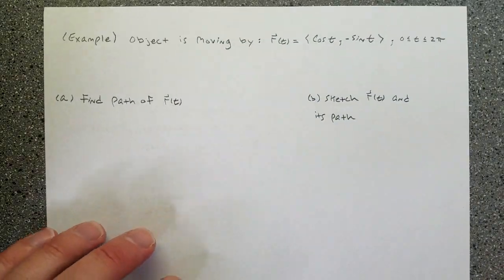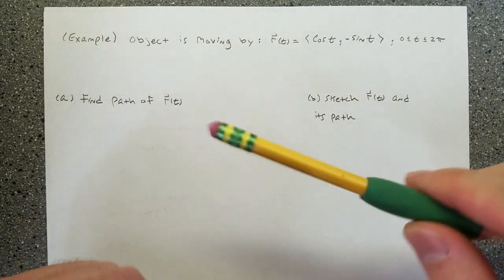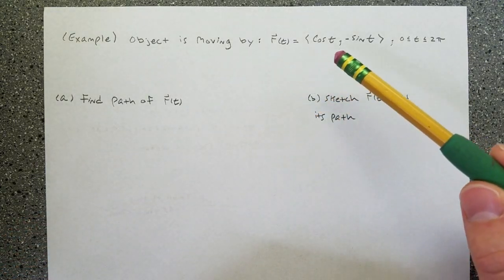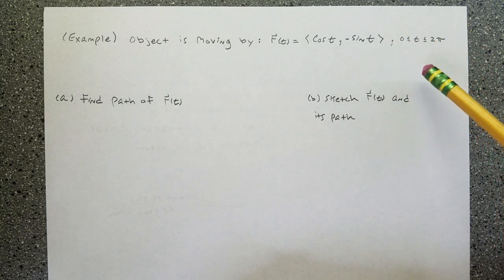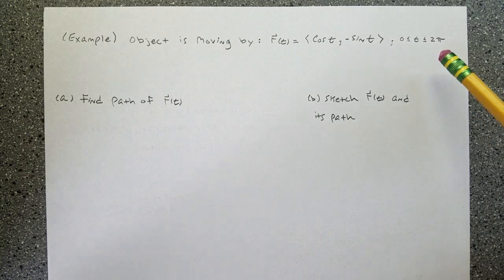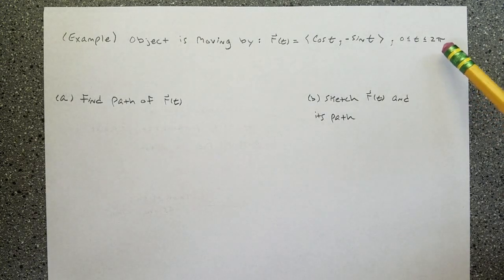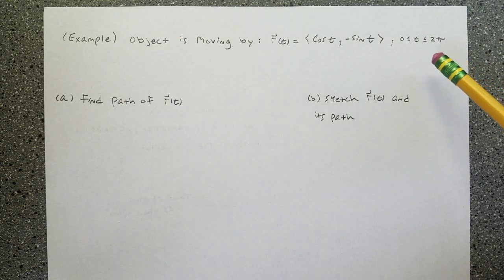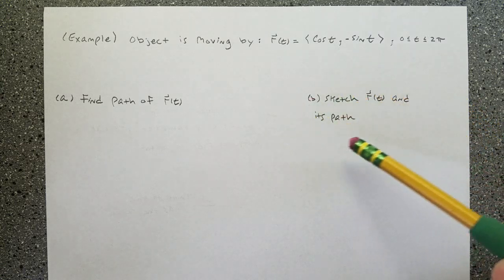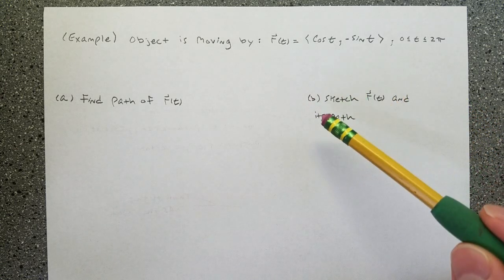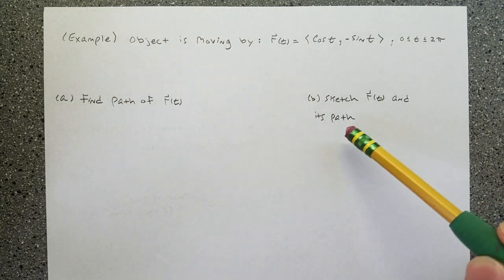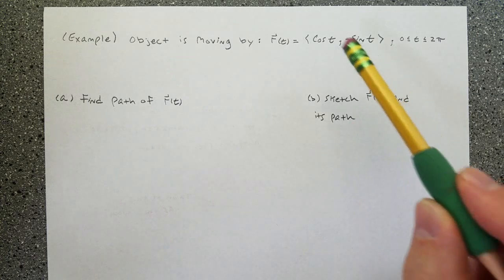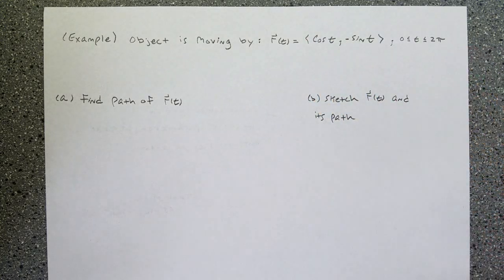Now, next example. Let's try to do the same thing with this. An object moving according to r of t is cosine t, negative sine t, and the clock runs for about 6 seconds, from 0 to 2 pi. That's how I'm going to read that. 2 pi is about 6. So let's try to do b first, just to show you that it's really hard to get an idea of what the motion looks like if you just plotted some positions out of that.